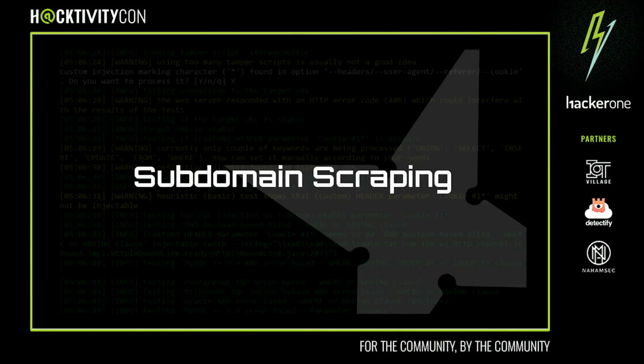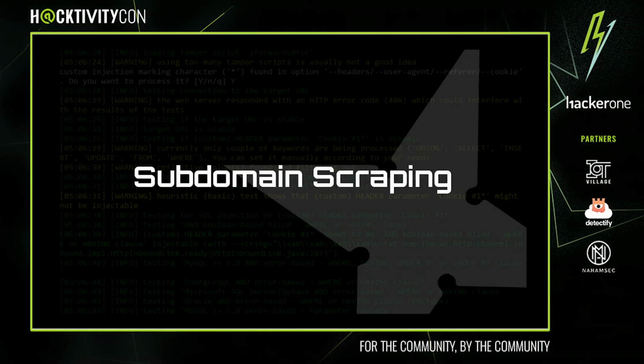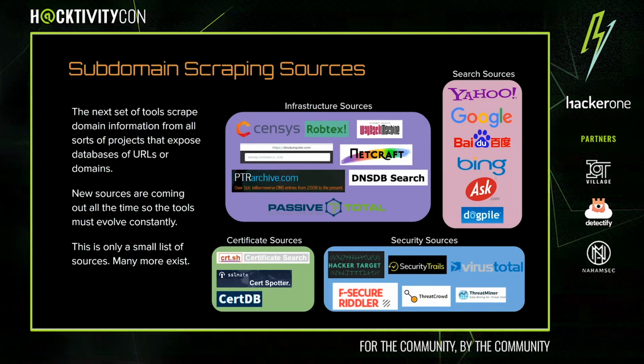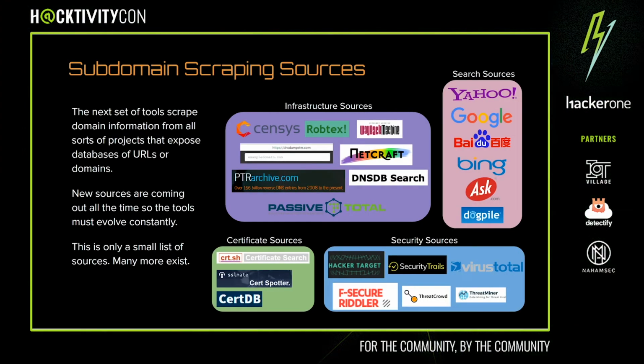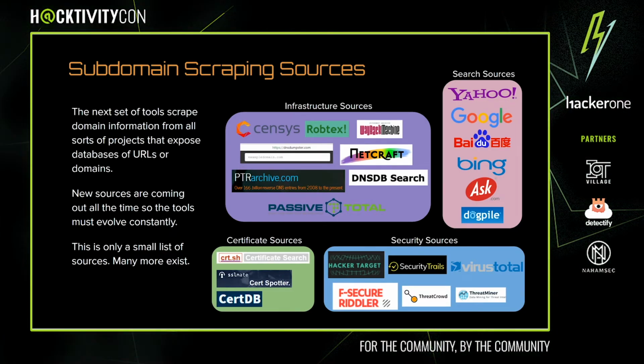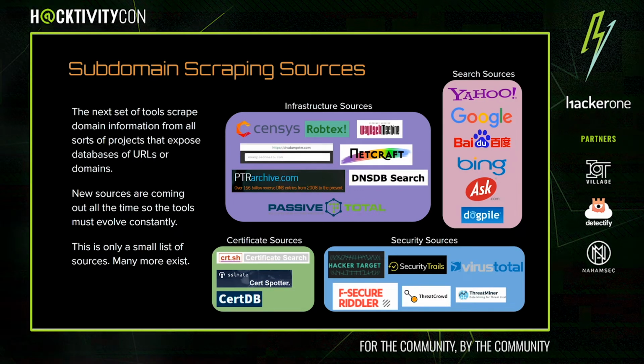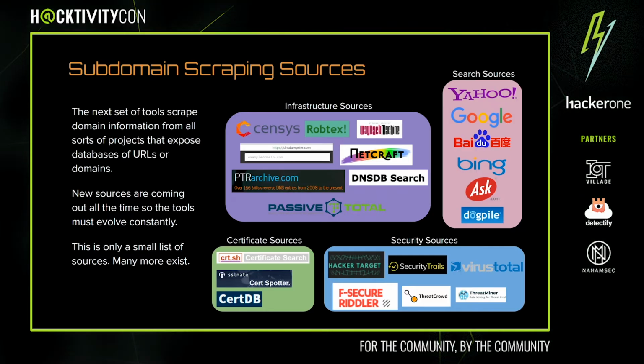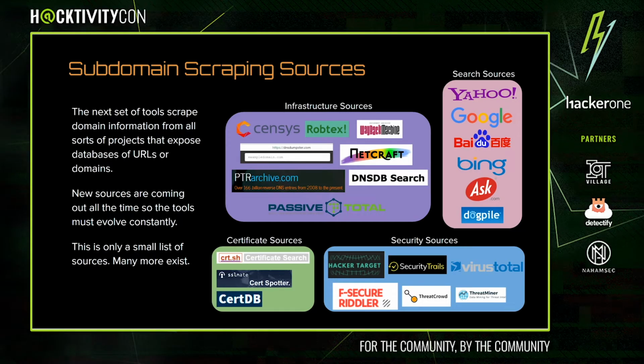Okay, so we're still finding subdomains, but we're going to use a different method now, which is subdomain scraping. It's what a lot of you are probably used to when you use tools like Amass or Subfinder. Subdomain scraping is basically going out to a whole bunch of different sources on the internet and scraping their databases and pulling back any information they have on your target, right? There's a whole bunch of tools that do this.